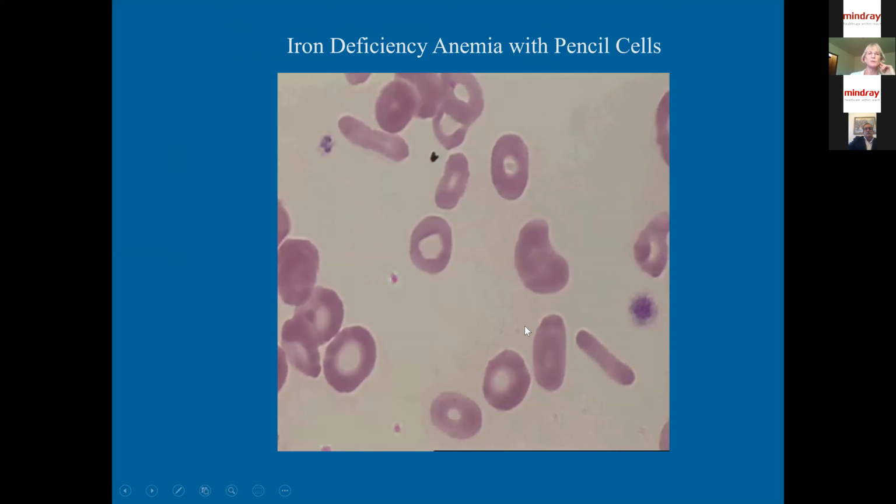And here's an example of pencil cells, a really very extreme example. And you can also see the red cells are hypochromic, meaning the central pallor is more than normal, more than a third of the diameter. So this would be an example of classic iron deficiency. These severe ovalocytes or pencil cells are not entirely specific, but it's very suggestive of iron deficiency.